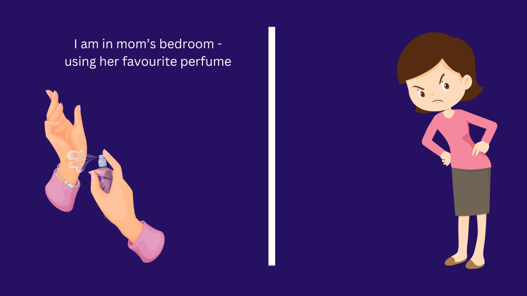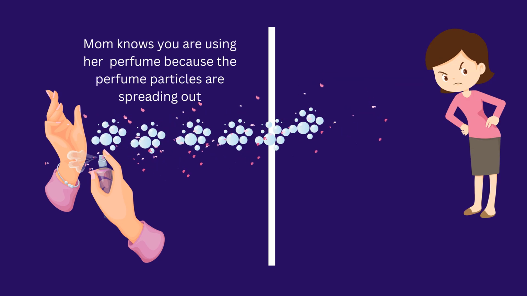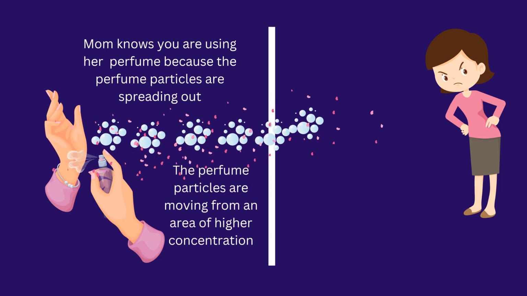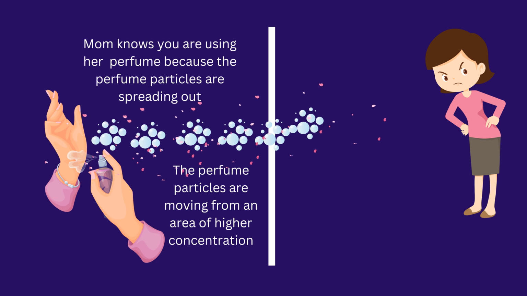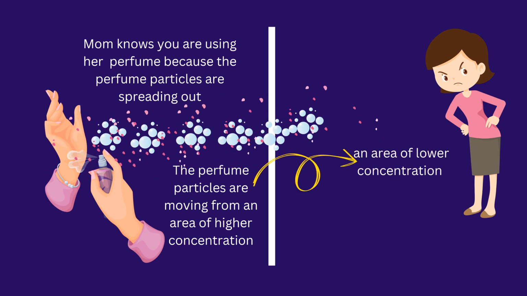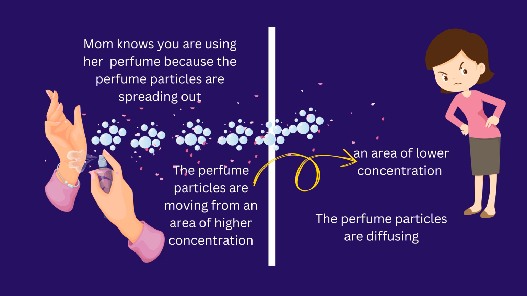I am in my mom's bedroom using her favorite perfume. Why are you using my perfume? Mom is in the living room. How did you know I used her perfume? Mom knows you're using her perfume because the perfume particles are spreading out. The perfume particles are moving from an area of higher concentration to an area of lower concentration. The perfume particles are diffusing.